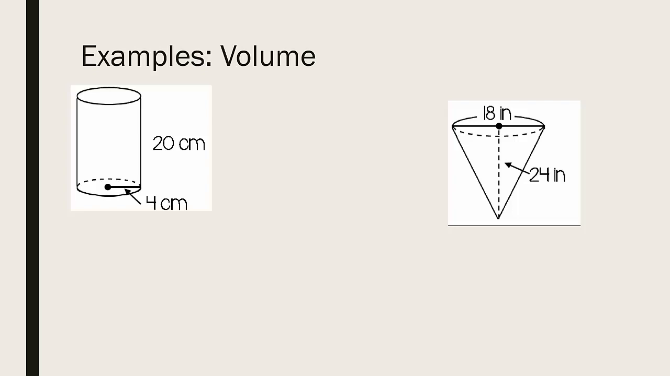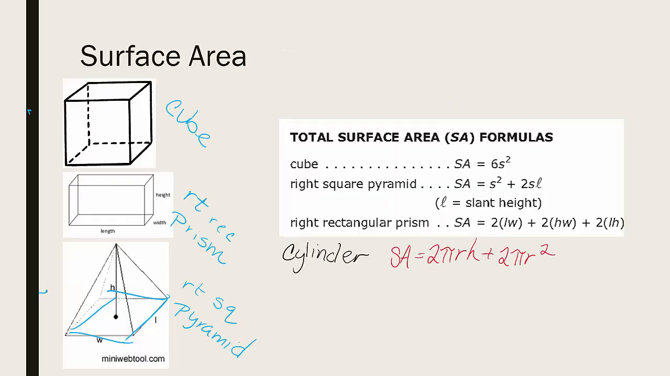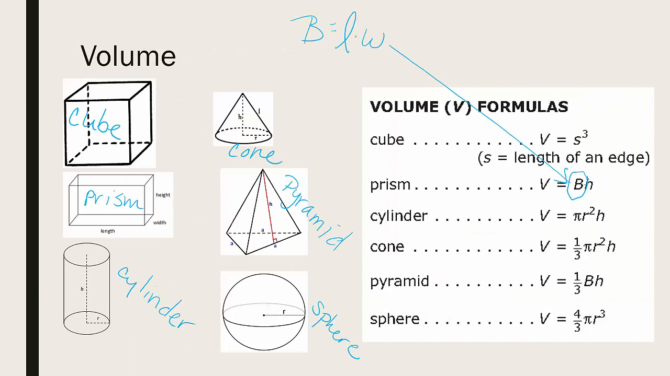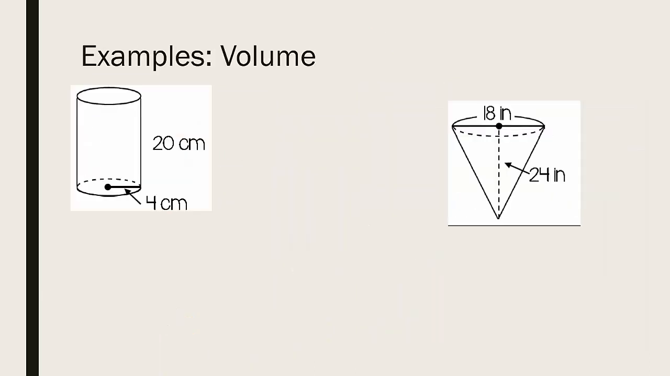So we're talking volume, so we're going to grab the formula for volume for a cylinder. So the formula for volume for a cylinder is pi r squared h. So volume equals pi r squared h. Now these are in units cubed, and I'll show you what that means when we do this out.